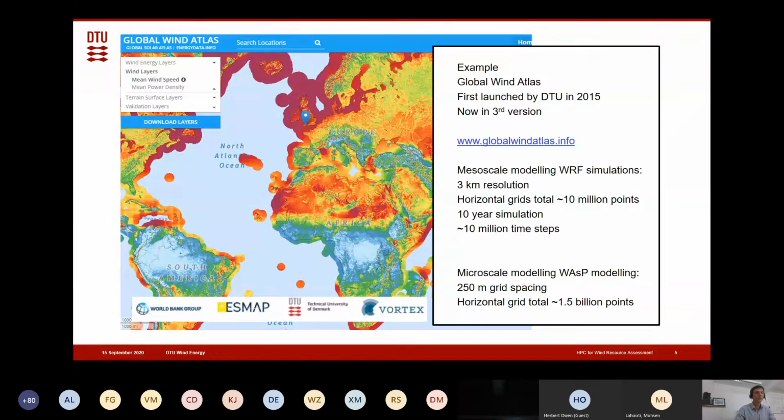And then if you look at the microscale modeling part, which is using the DTU model WASP, linearized flow modeling, we did that with a 250 meter grid spacing. So the horizontal grid total alone there for the whole of this coverage was 1.5 billion points or thereabouts. Again, we have multiple heights, so raising it by an order of magnitude, but it just indicates the scale of these kinds of calculations and the computer resources needed to do that.